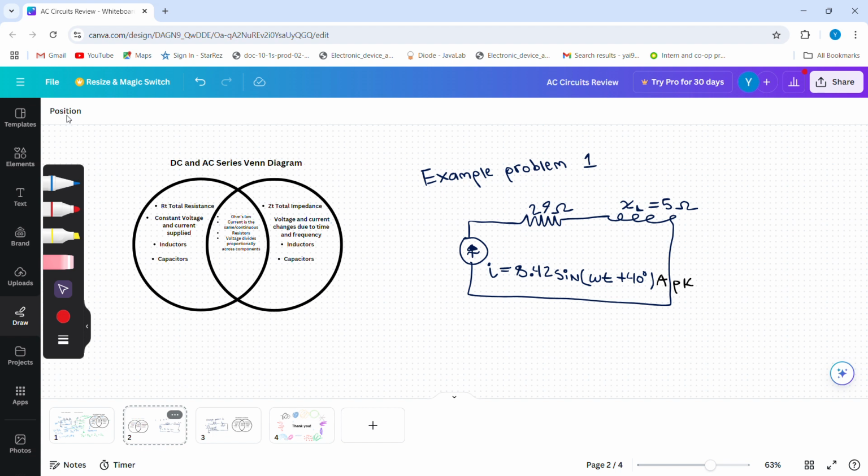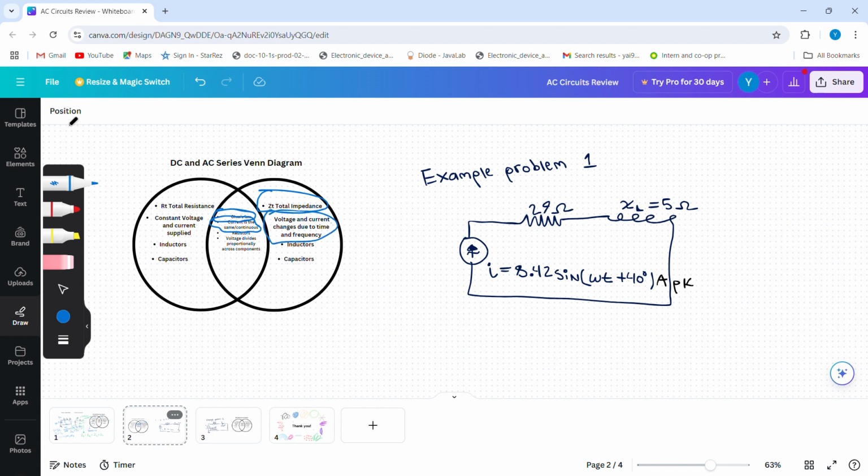Hello everyone, so this is going to be example problem 1, and before we get started I'm going to go back to our DC and AC series Venn diagram. I'm simply going to circle what we're going to use and focus on in this problem. So in this first problem we're going to focus on Ohm's law, on current is the same and continuous in our series circuits, total impedance ZT, and voltage and current changes due to time and frequency. We're going to touch on that a little bit here.